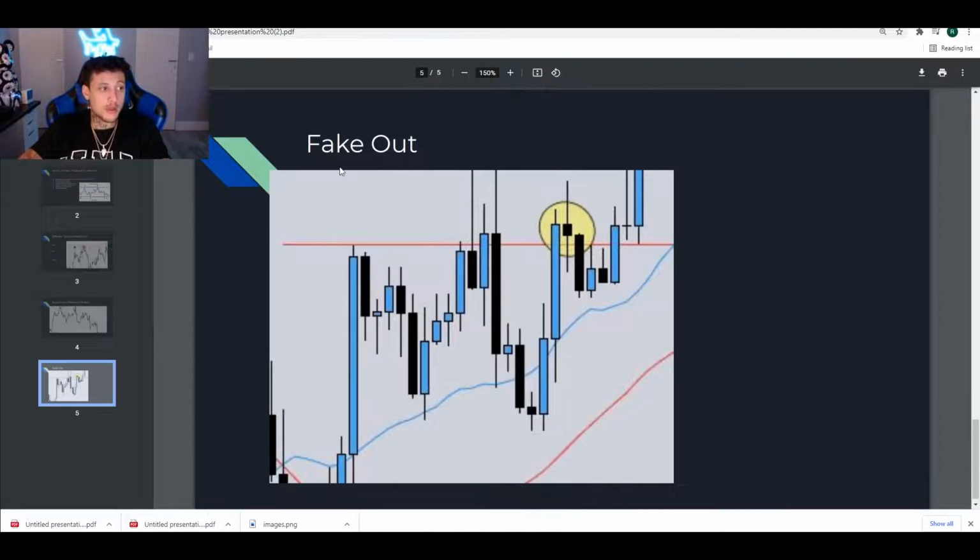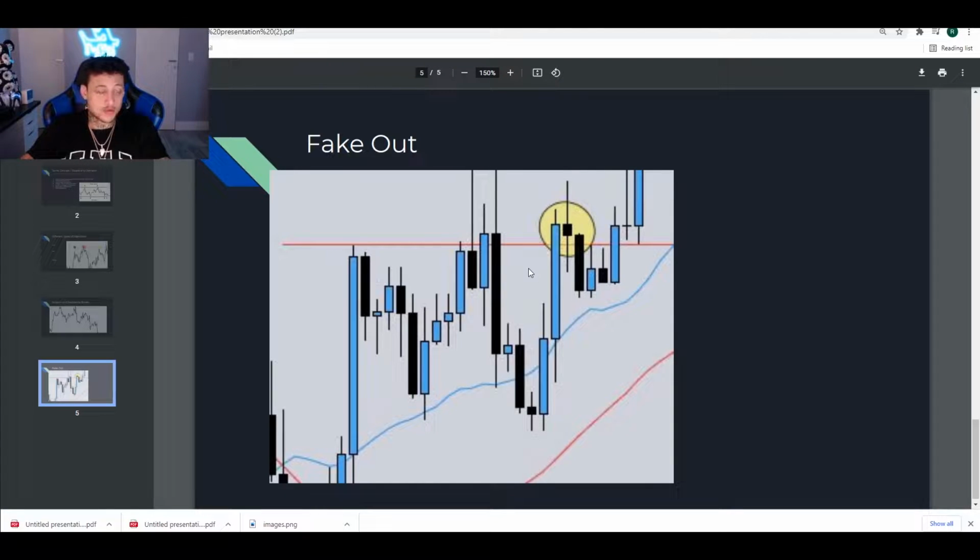Now, this is what a fake out kind of looks like, where you have a candlestick close above, and then you have the confirmation break with this candlestick here, but the following candle closes right back under, making this level of resistance actually rejected there. So this is what a fake out looks like.